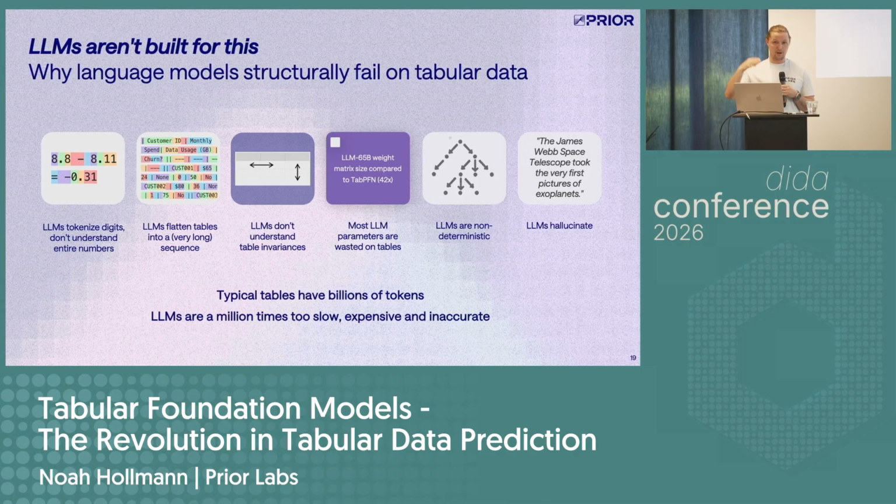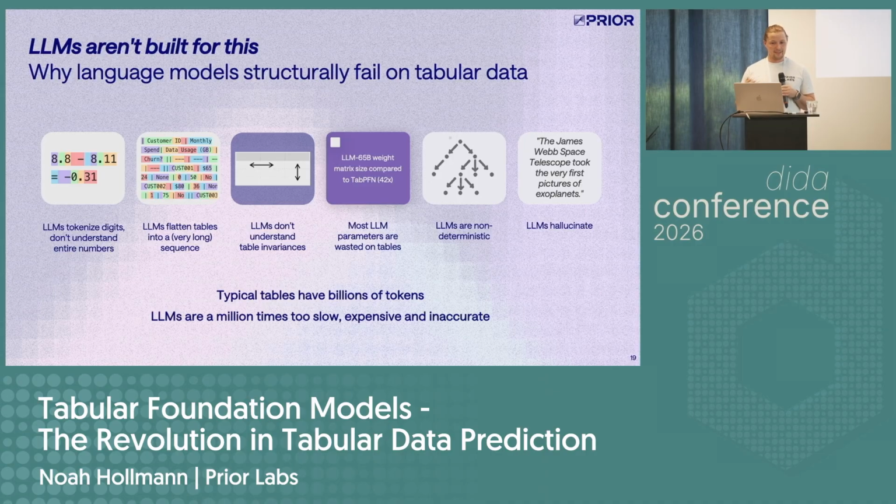It has this two-dimensional structure, or if you have a database, it's kind of a multi-dimensional structure where certain things interact in a specific way. Then numbers are very important in tabular data, and there are these famous examples of LLMs being terrible at numbers, right? On the left-hand side, not being able to do simple arithmetic, right? The second one is that flattening leads to a lot of inefficiency.